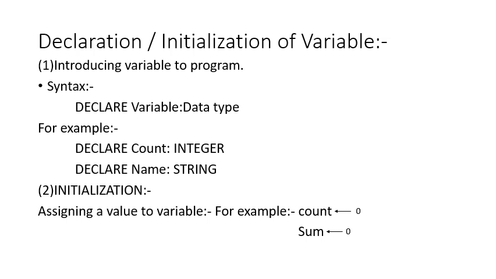Declaration and initialization of variables is very necessary. For example, if you want to declare count as integer type, you need to write DECLARE count INTEGER, DECLARE name STRING. Initialization means assigning a value. For example, if we assign count to 0, sum to 0, assigning a value to a variable is called initialization.